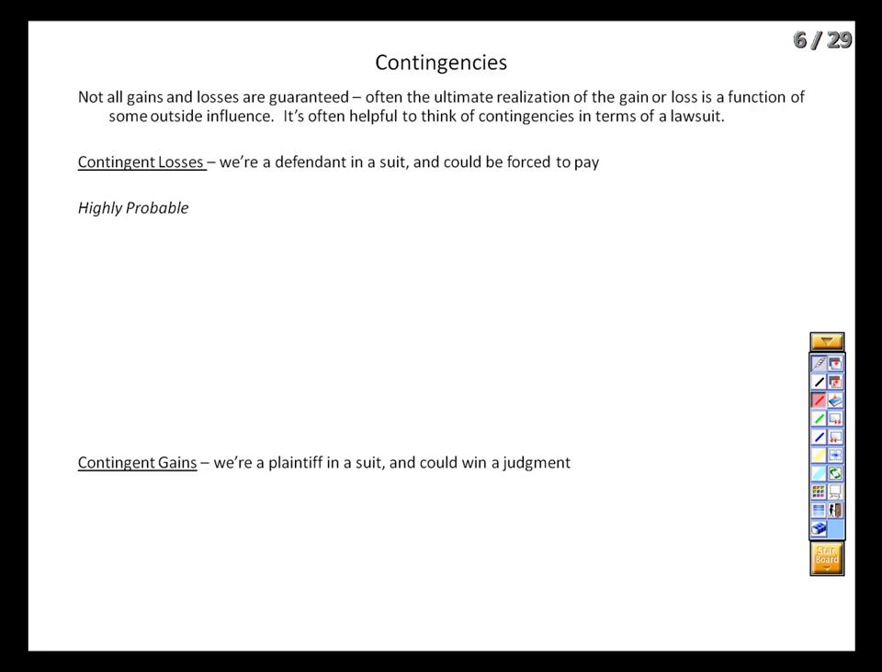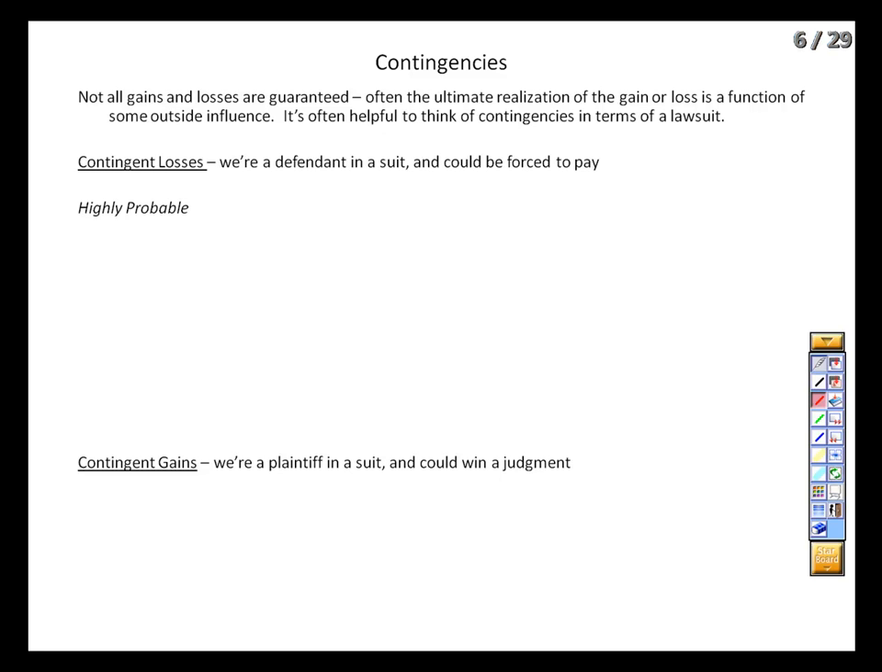A good way to frame the contingency discussion is in terms of a lawsuit. We are the plaintiffs or we are the defendants in a lawsuit, and there may be damages awarded. The gain or loss that we would recognize is contingent upon the outcome of the jury deliberations, and then all those years of appeals that these things invariably go through.